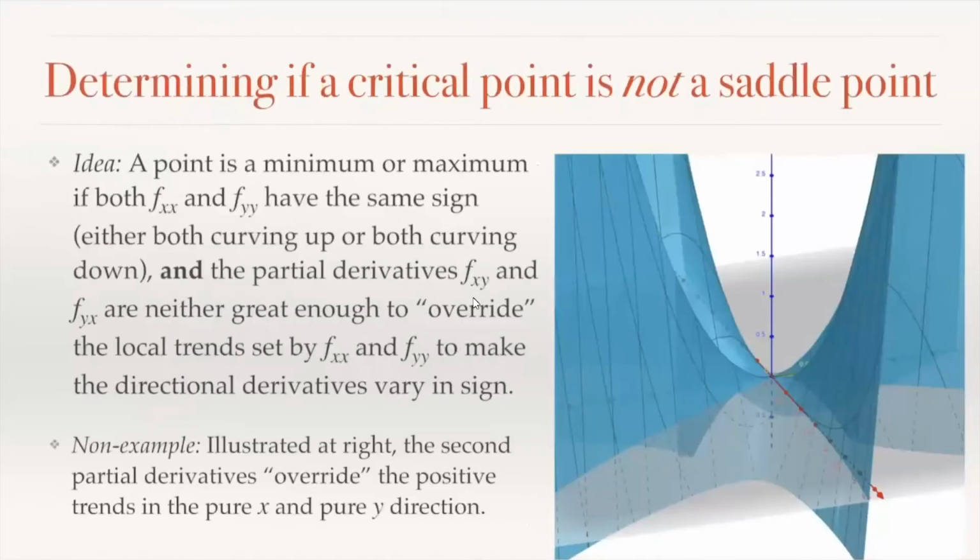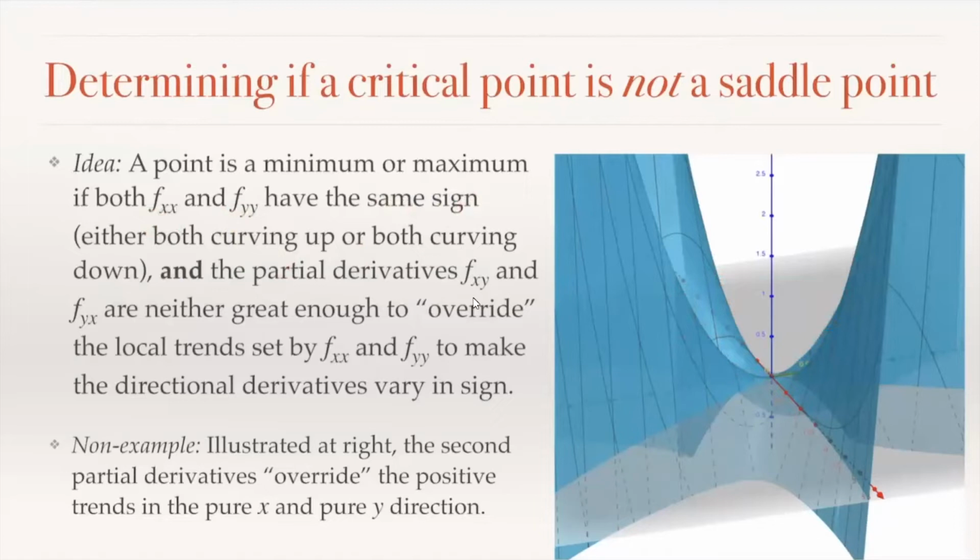And what we want to do is determine if critical points are not saddle points, because a saddle point is the case where a critical point is neither a local minimum nor local maximum. The idea is that a point is a minimum or maximum if both the second partial derivatives have the same sign. In other words, it's both curving up or both curving down in the directions of the two partial derivatives. Like here, it looks parabolic in both the x direction and the y direction. Both of those second partial derivatives are positive.